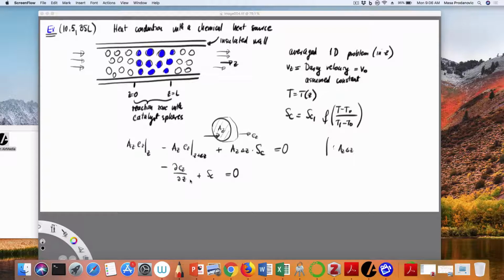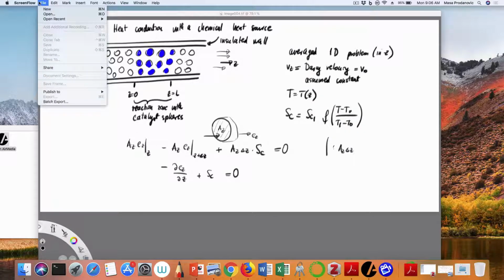So let's take off from here. What is my Ez?